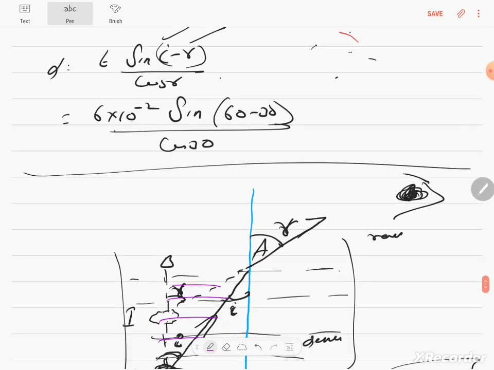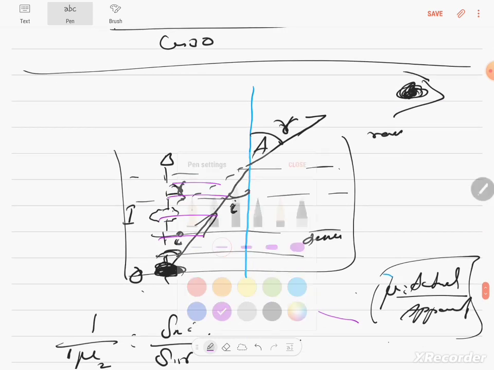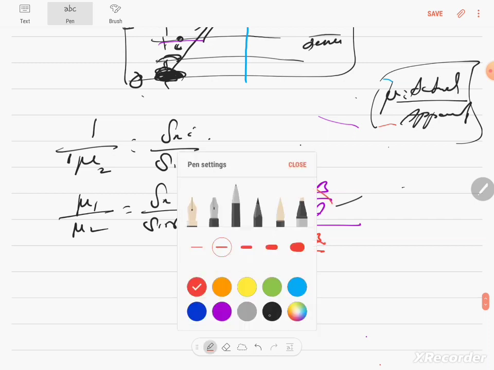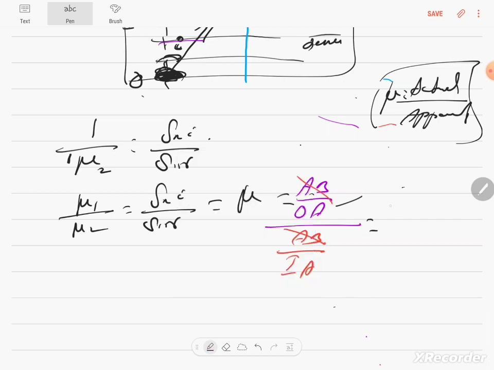What is sin R? Sin R is from this small triangle, which is opposite, AB, by hypotenuse, which is IA. So AB by IA. So AB and AB get cancelled. So you'll get IA by OA, correct? So 1 by mu is equal to sin I by sin R.